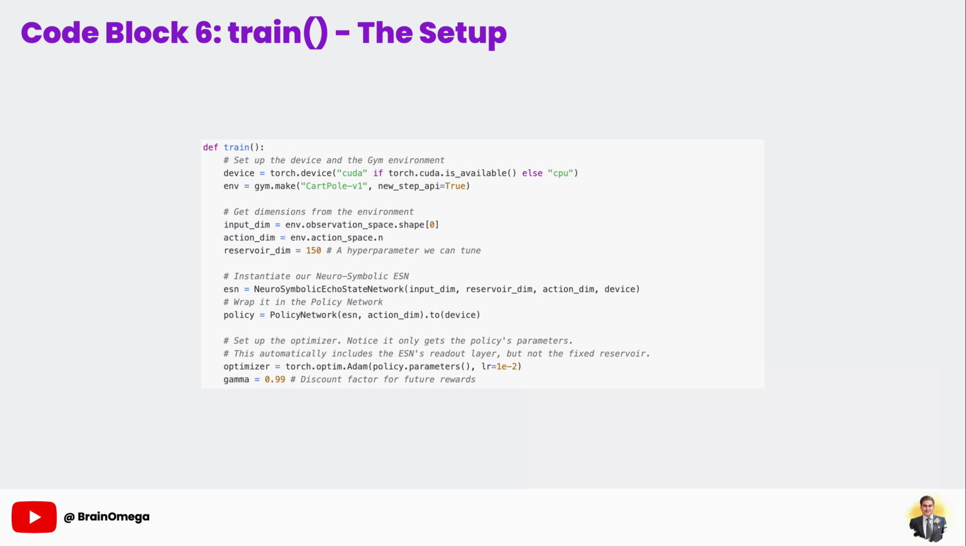Now look closely at what we pass it. policy.parameters. This is a key detail of using an echo state network. Because we defined the reservoir weights self.W as simple tensors and not nn.Parameters, they are not included in this list. The only trainable parameters here are from the ESN's readout layer and the softmax layer. This is why ESNs can be so fast. We are only optimizing a very small part of the network.